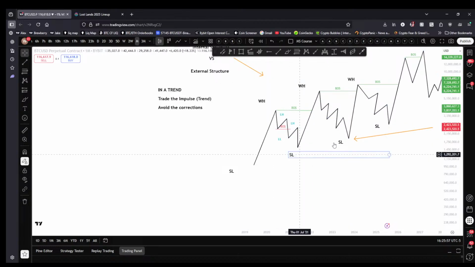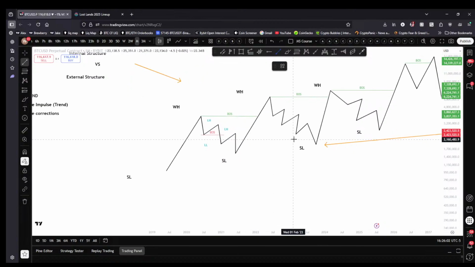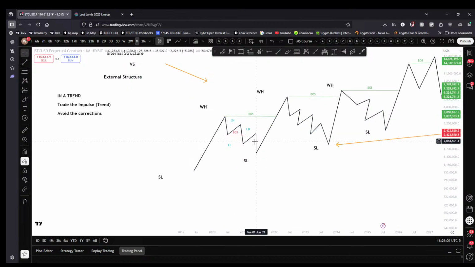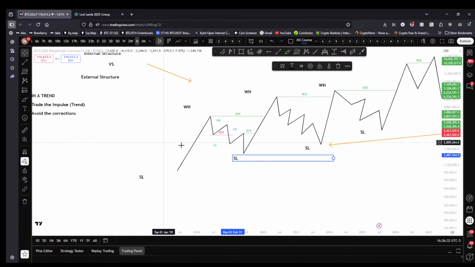So using our internal and external structure, we can understand that where in this correction does the internal structure flip back bullish in line with the external structure? Well, where do we make our first higher high? Right here, inside of the internal structure. So this would be a bullish break of structure after our bearish break of structure.